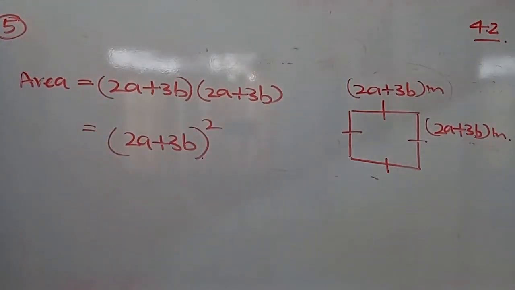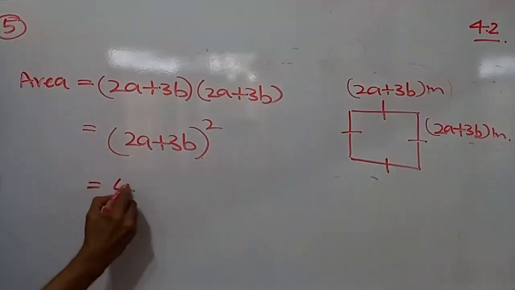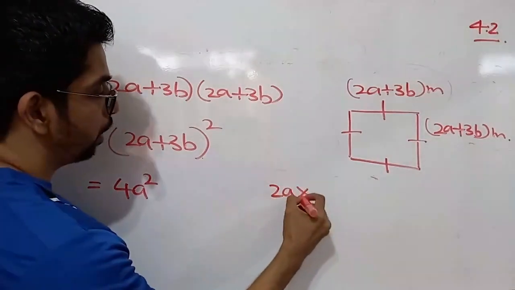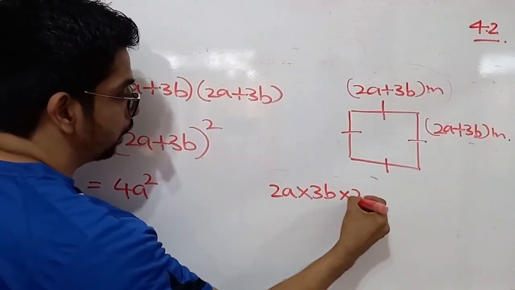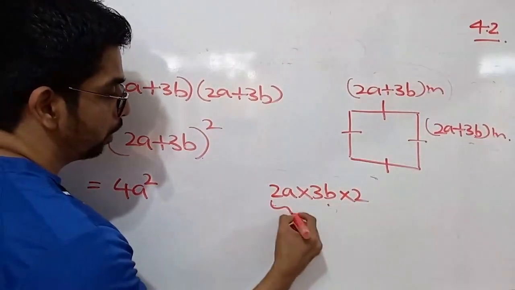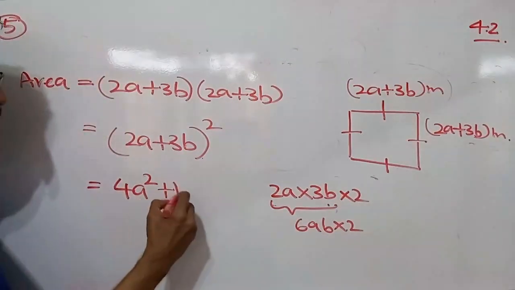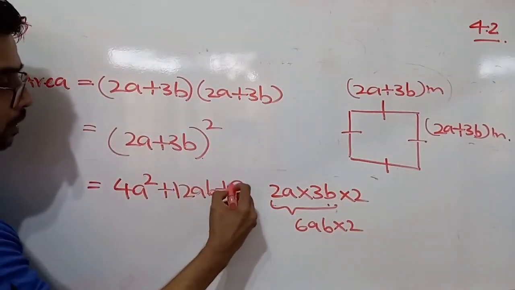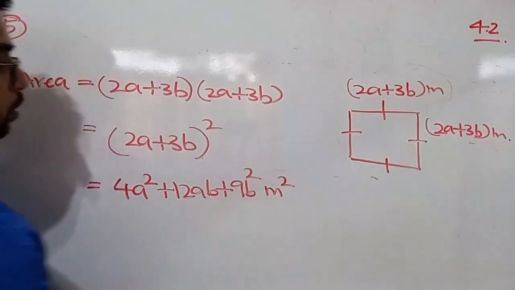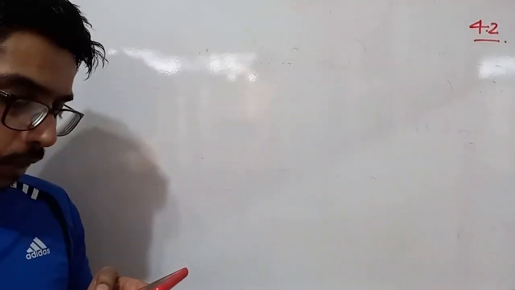So we can use the short method. First term, 2a squared, we know that is 4a squared. Then we have to do 2a multiplied by 3b multiplied by 2. Here we get 6ab into twice, that is 12ab, plus 9b squared. Here, this is in square meters. So that's the answer.